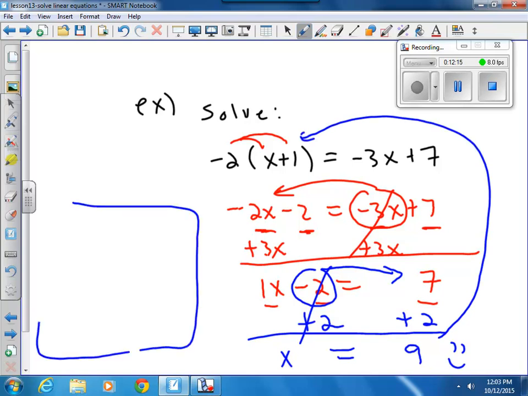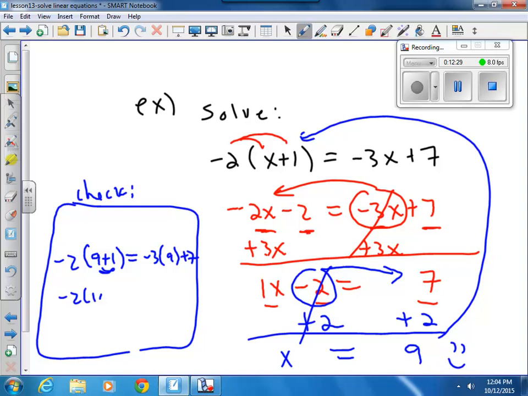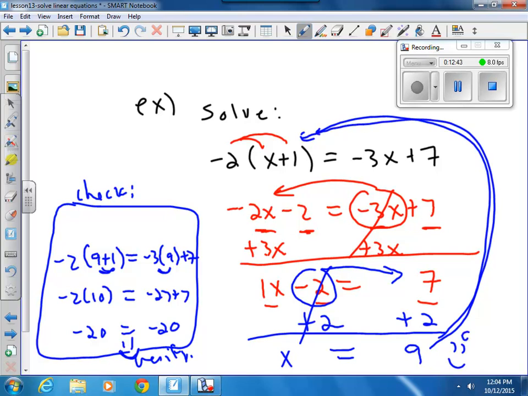I did want to mention a little sidebar on checking that. Negative 2 times 9 plus 1. Check to verify that that equals negative 3 times 9 plus 7. Well, let's see. This makes 10. So negative 2 times 10, this makes negative 20. And here we got negative 27 plus 7. Well, hey, that makes negative 20 as well. That's what I mean by verify that throwing that solution back in, verify that it checks.